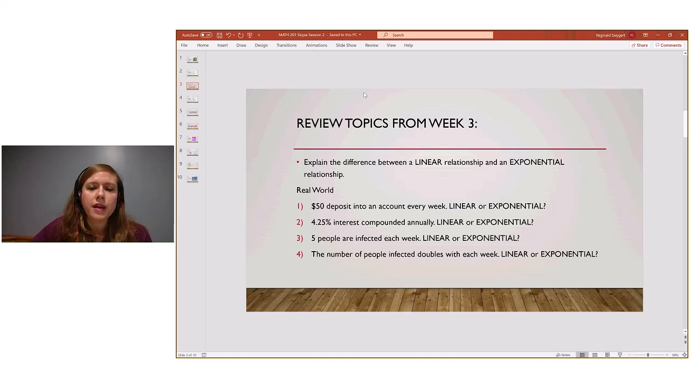And then once you have an idea of the difference between the two, I want you to try to answer these real world questions. So there's 4 of them. I'm giving you very basic examples, but I want you to answer, would this be a linear or an exponential relationship? Okay, so take a few minutes and do that, and I will pop back with you in a second.